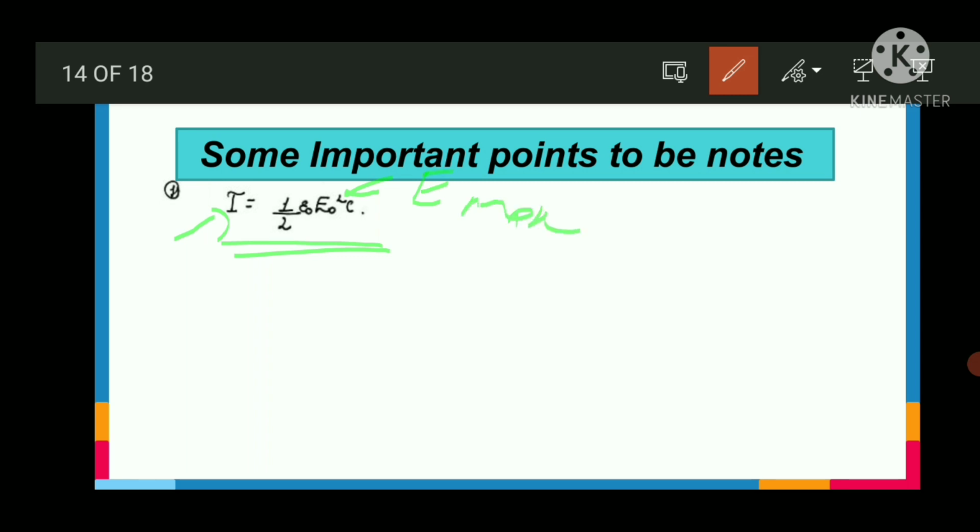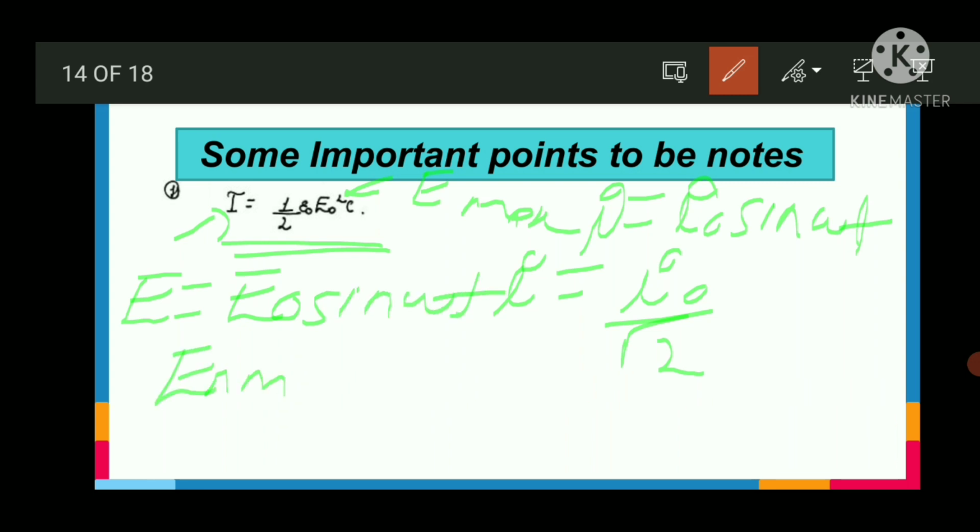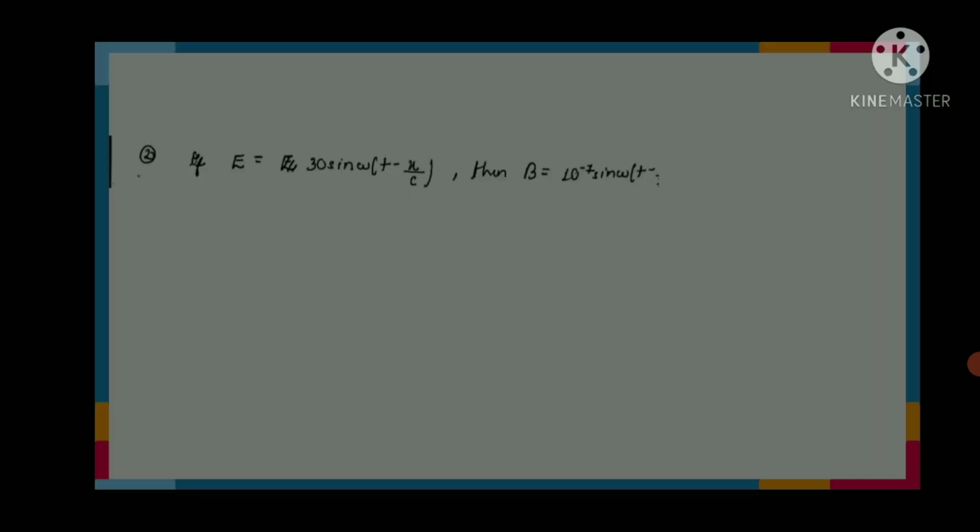From the AC chapter you know that I equals I naught sine omega t, and the RMS value of current is I naught upon root 2. The same will work here, because we also write E equals E naught sine omega t, so E RMS equals E naught upon root 2. So if you are given I and asked for E RMS, there will be no problem. Just find E naught and multiply it by 1 by root 2. I think you are clear with this concept, so let's move to the next question.